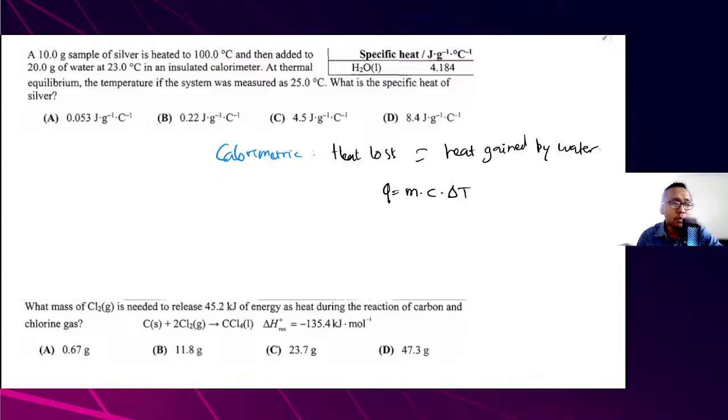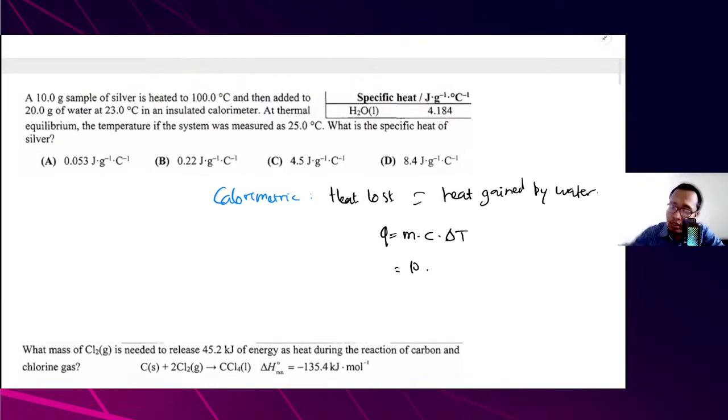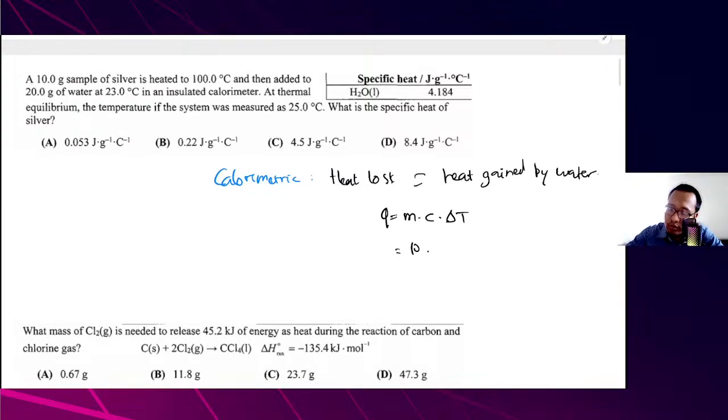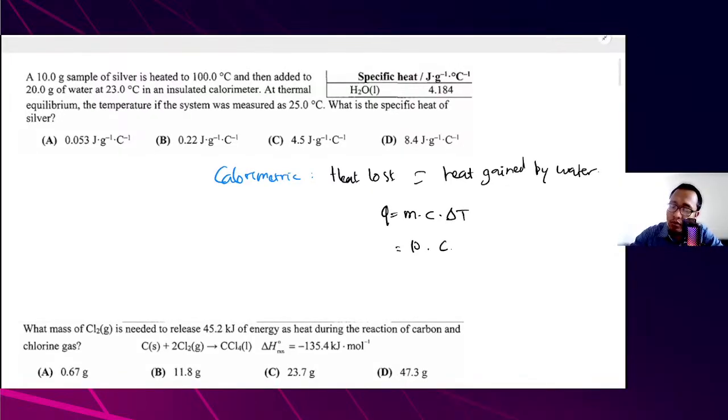First step is silver. We need to determine the mass first. Mass is 10 gram. How about the C of silver? We need to know the C itself. What is the specific heat of silver? We need to know the C itself. And then we have delta T.